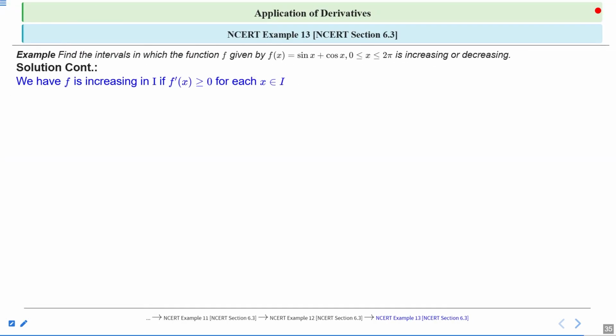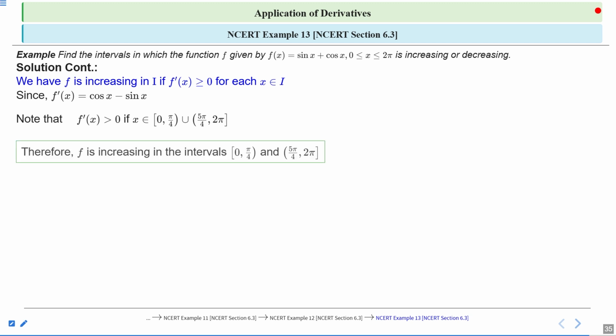Now f is increasing in I if f dash x is greater than or equal to 0 for each x belonging to I. Since f dash x is equal to cos x minus sin x, note that f dash x is greater than 0 if x belongs to 0 to pi by 4 union 5 pi by 4 to 2 pi, right? Therefore, f is increasing in the intervals 0 to pi by 4 and 5 pi by 4 to 2 pi, right? f is decreasing in I if f dash x is less than or equal to 0 for each x belonging to I, right?